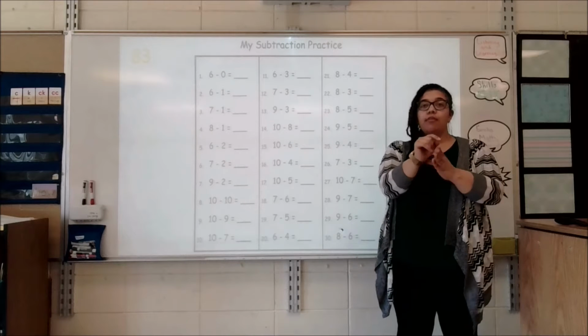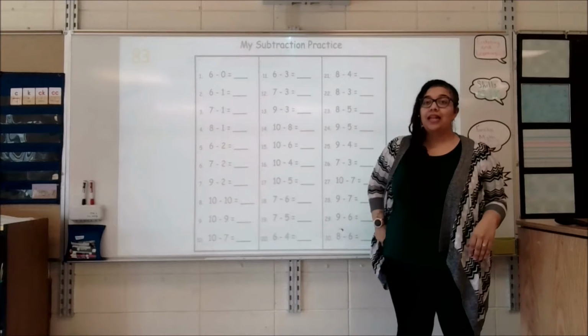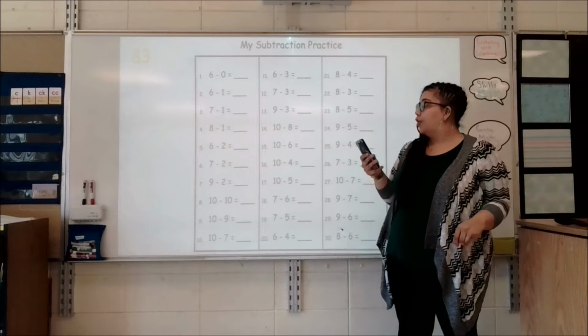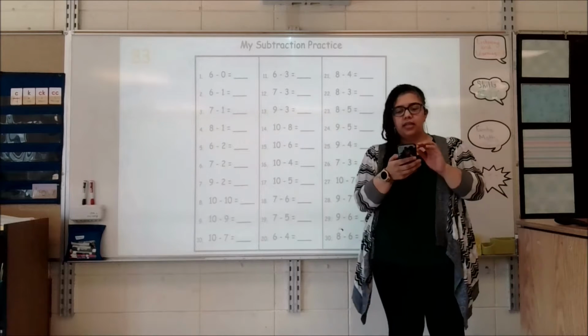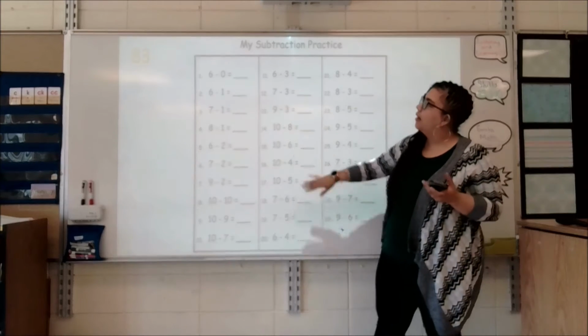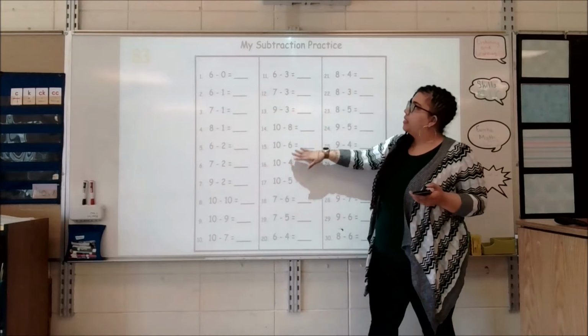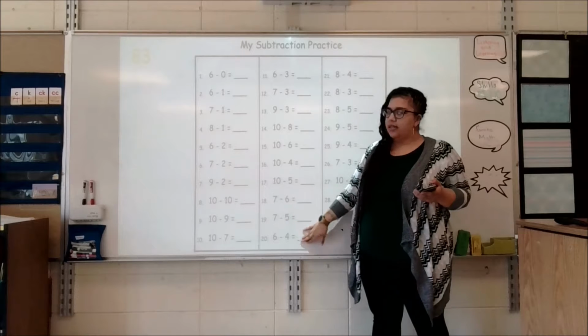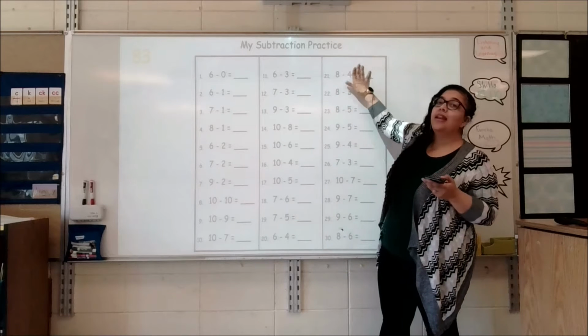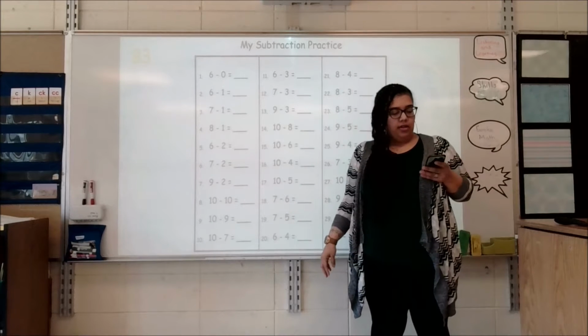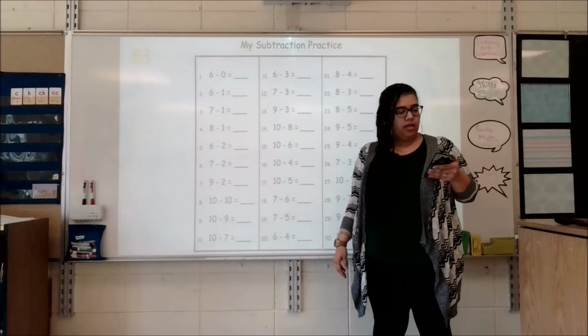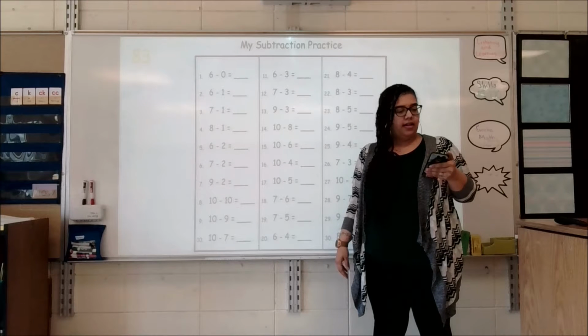My subtraction practice. So we're going to do, again, 90 seconds on the clock, and we're going to do our absolute best to answer as many of these questions as we can, starting at the top, working our way down, coming to the middle, working our way down, and then going to the end, and again, working our way down. So let's go ahead and put 90 seconds on the clock.